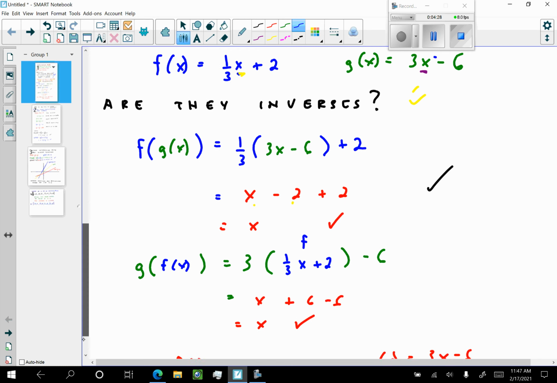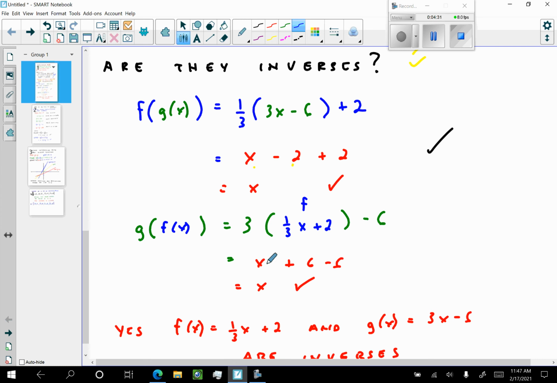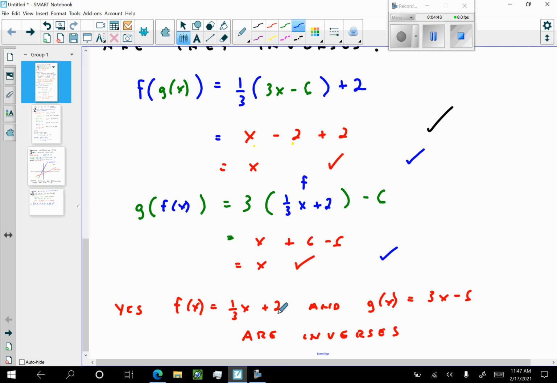And so now I just do some simple arithmetic. 3 times 1/3 x is x. 3 times 2 is 6. Minus 6 is x. So yes, since f of g is x and g of f is x, we can say that f of x, 1/3 x plus 2, and g of x, 3x minus 6, are inverses because the definition checked.